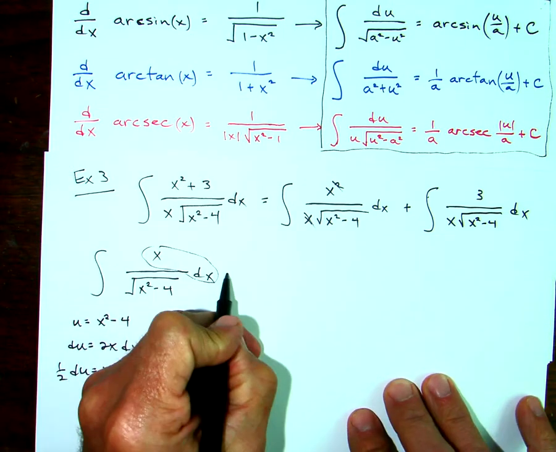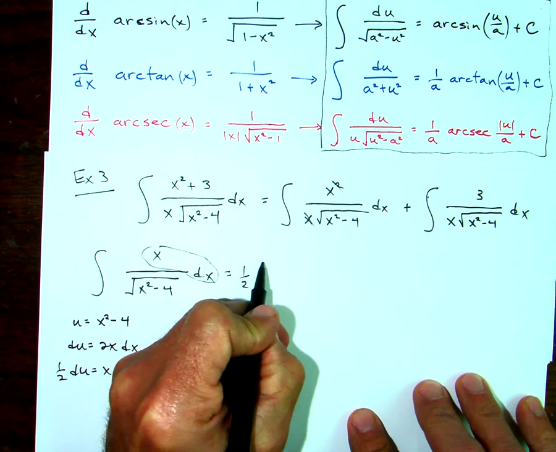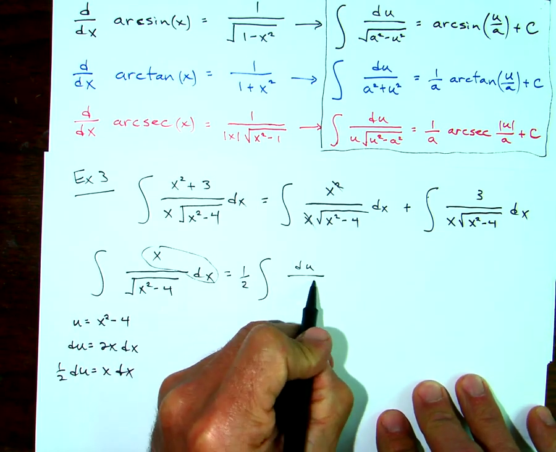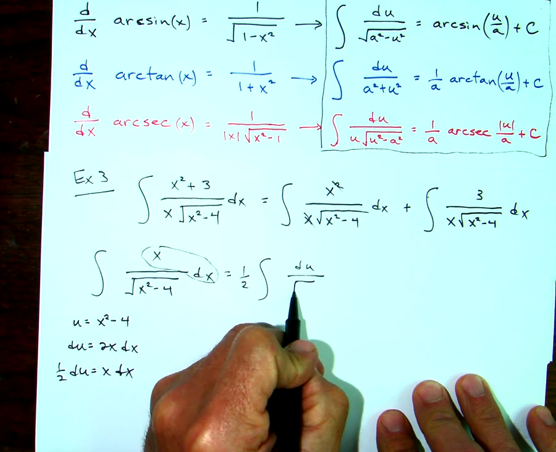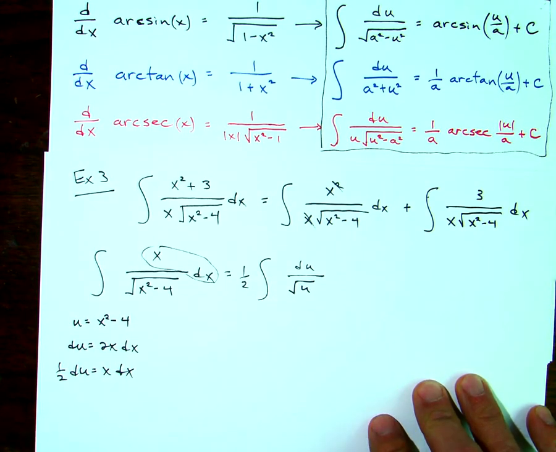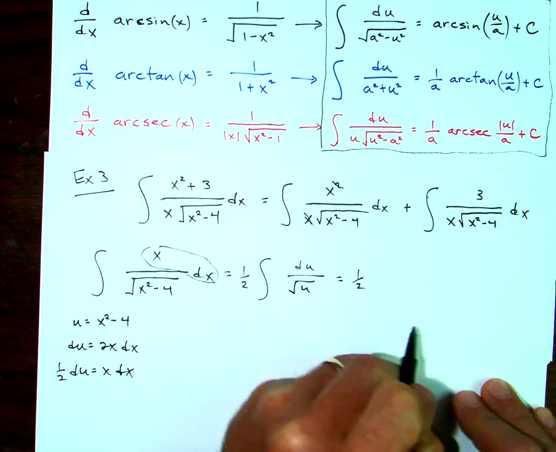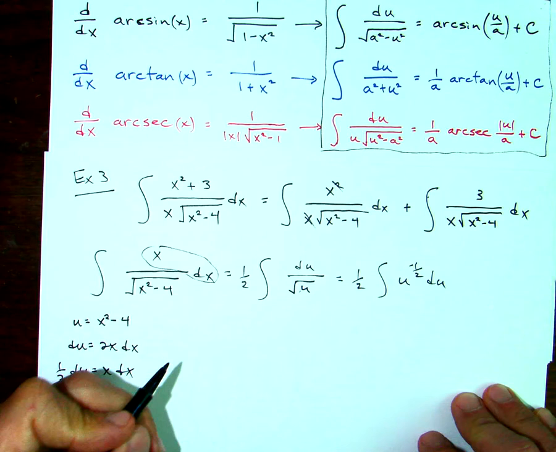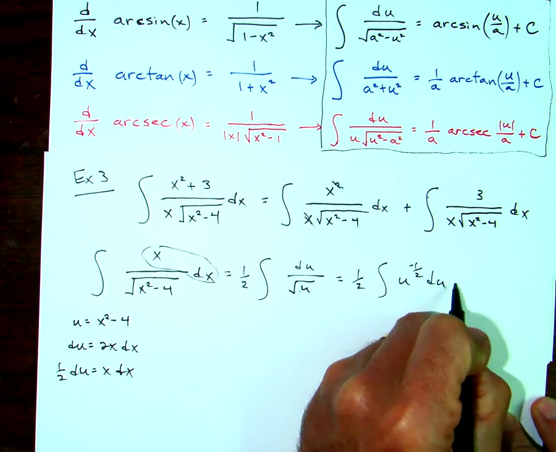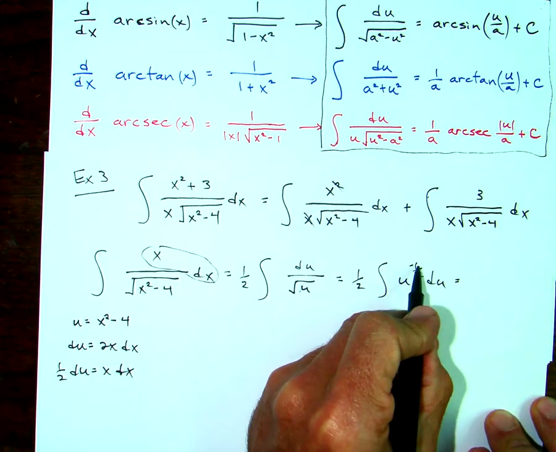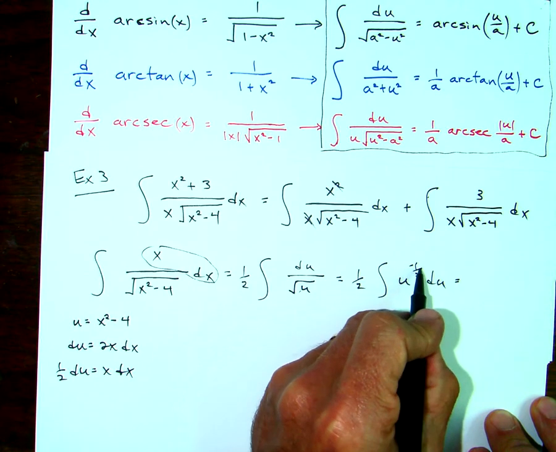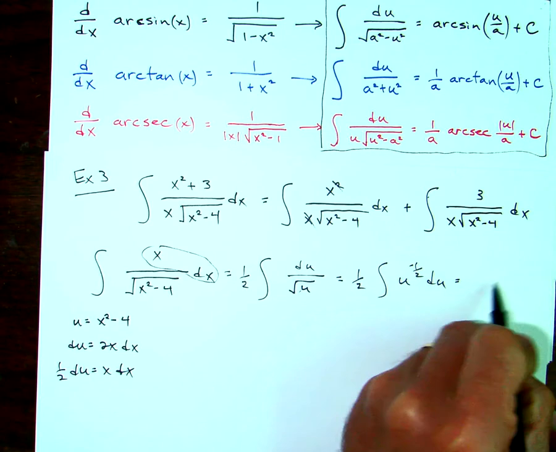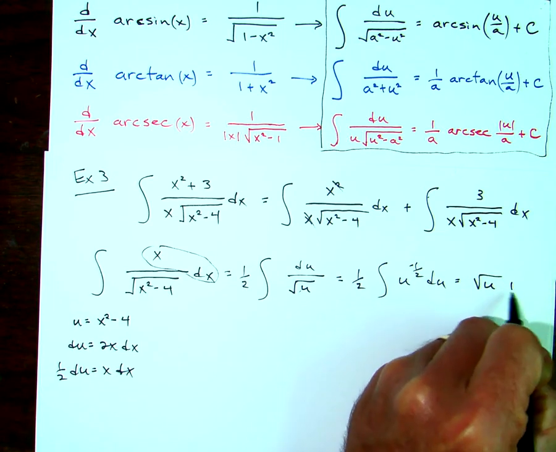So this is going to be equal to 1/2 integral of du over the square root of u, which we can rewrite as 1/2 integral of u to the negative 1/2 du, which, after I add 1, that gives me 1/2, and then I divide by 1/2, that cancels that 1/2, so that's just going to leave me with u to the 1/2, or the square root of u. I'm not going to worry about the plus c right now.